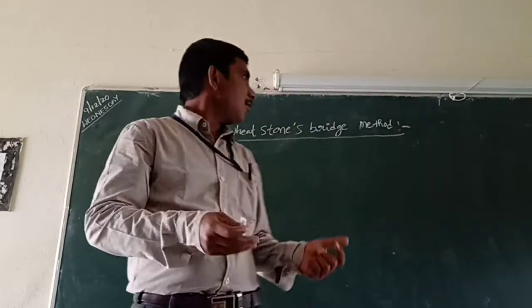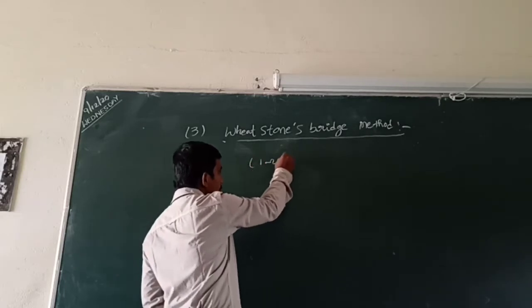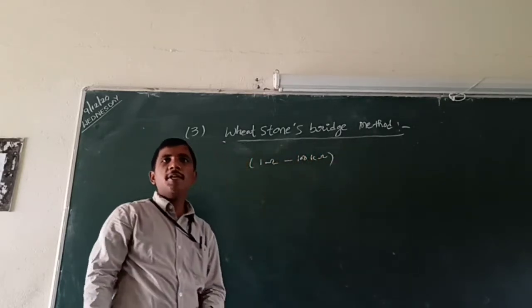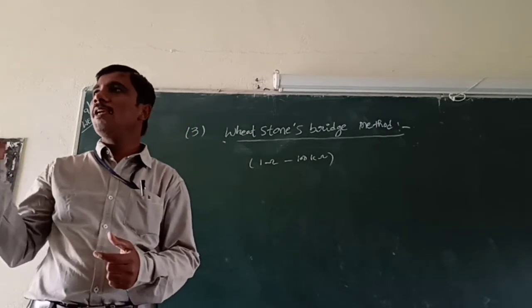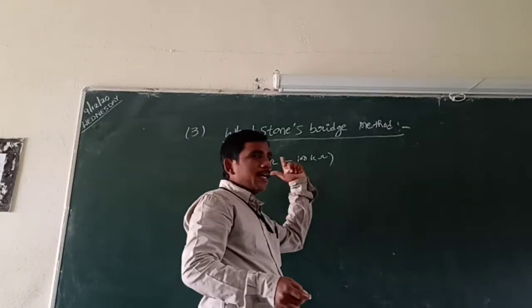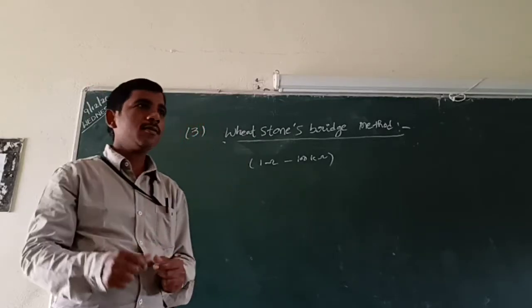DC bridges are used to measure medium resistance in the range of 1 ohm to 100 kilo ohm. This bridge can be used for medium resistance. You already know the range of medium resistance. What is the range of medium resistance? Now, Wheatstone bridge is an instrument that can be used to measure medium resistance by comparing with the standard resistance.